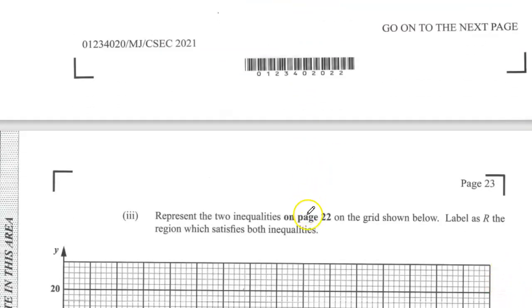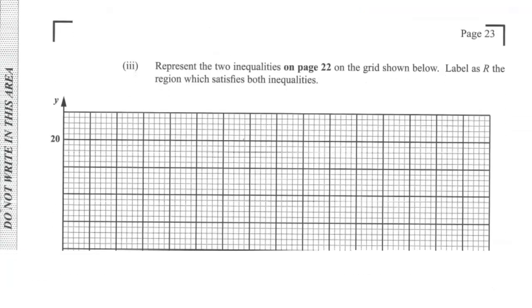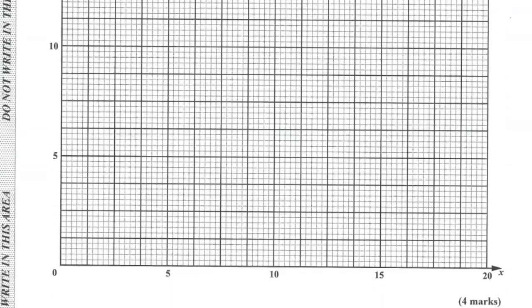Represent the two inequalities on the grid shown below. Label as R the region which satisfies both inequalities. Alright, so let me do the second one, this inequality. Of course, we'll draw the line x equal to y. Let me draw this line, x equal to y.